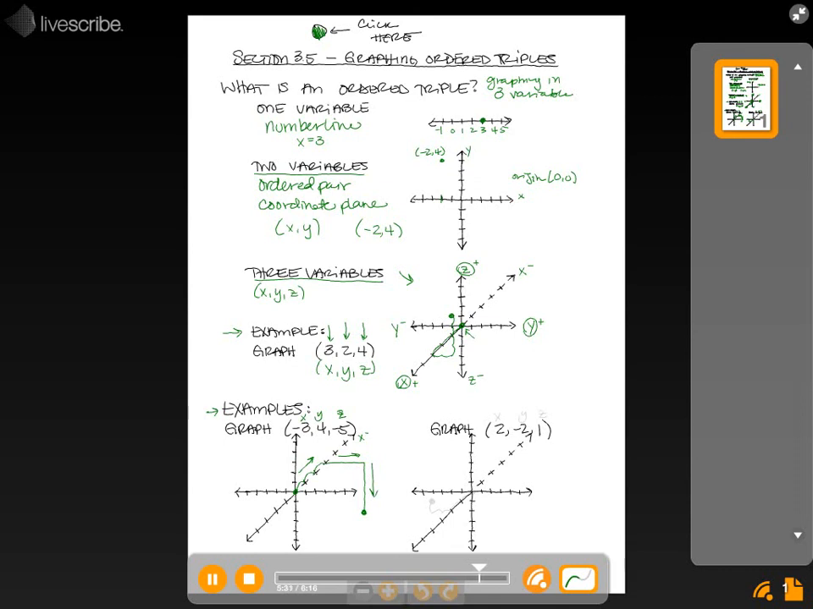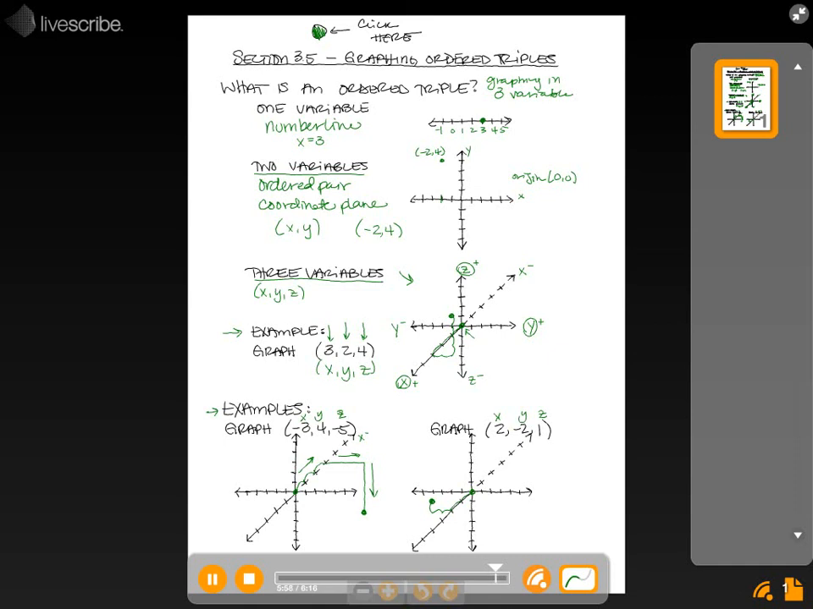Our second example, we're going to graph 2, negative 2, 1. We start in the middle, x, y, and z. So we need to go positive 2 on the x, which means we come out in front 2. Our y is negative 2, so we're going to go to the left this time, only 2. And then z is 1, so we're going to come up 1. And there would be our point.